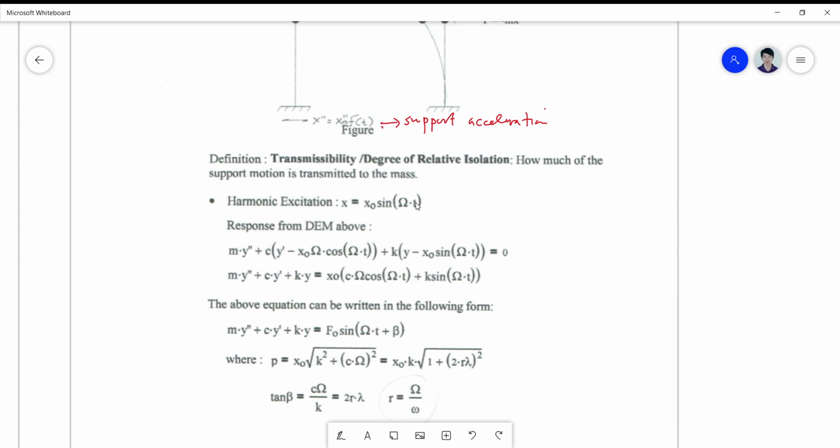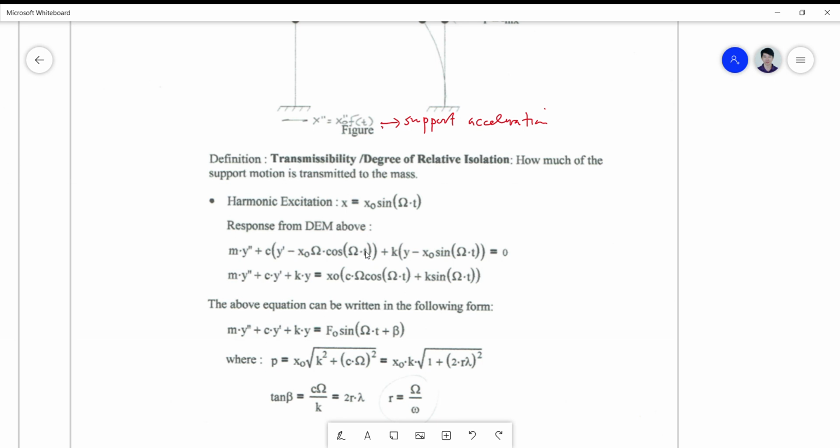Okay, so considering now a harmonic excitation x as a function of sine omega t multiplied by an initial displacement, we now derive a differential equation of motion response as we have done earlier, the same procedure. So we have the mass multiplied by y double prime, then c, this is multiplied by your absolute velocity minus.